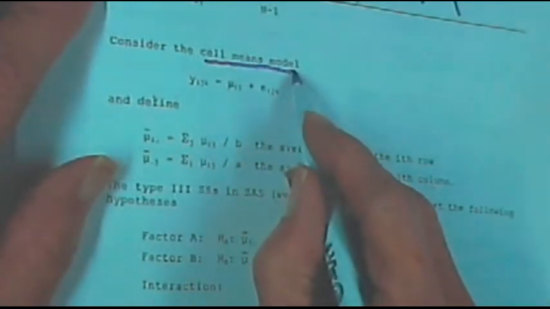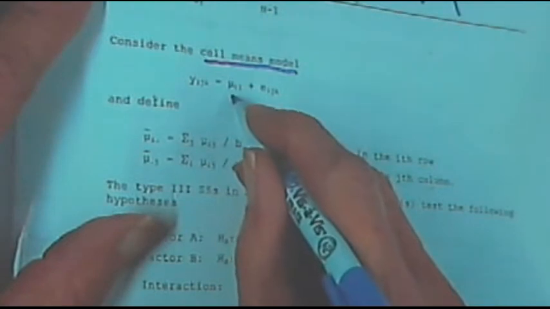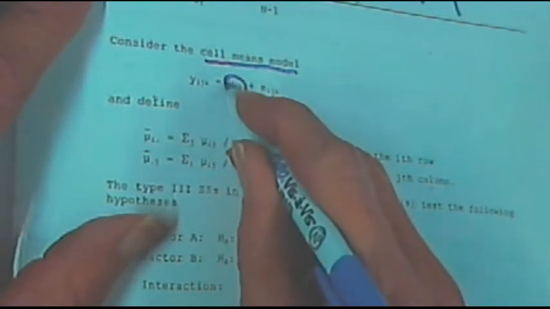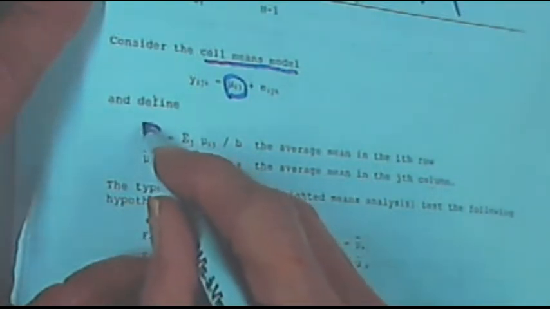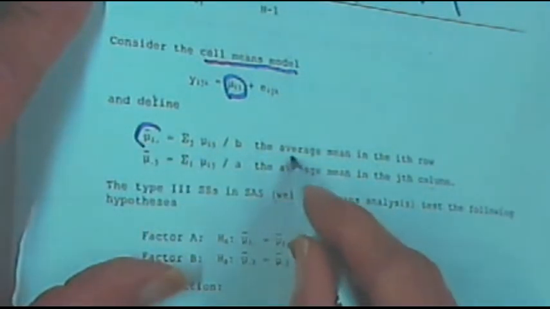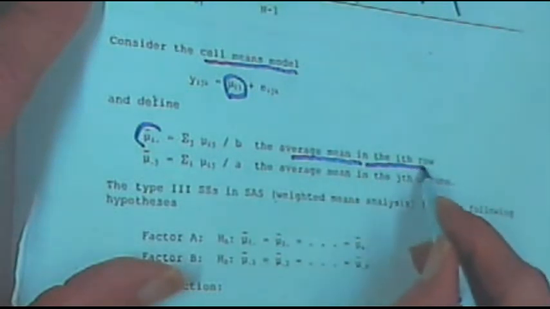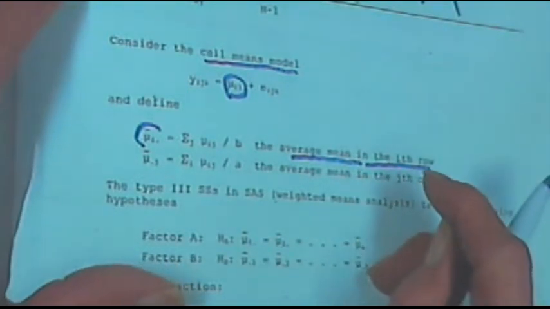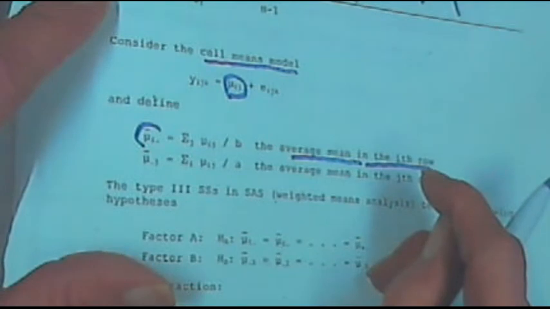So here we go back to the cell means model, which is the more basic model. It has the cell means mu ij in it, like that. And we define some new parameters. We define mu bar i dot to be the average mean in the ith row. Now that's kind of tricky because it's an average mean. It's not the average of the data in the ith row, it's the average mean.